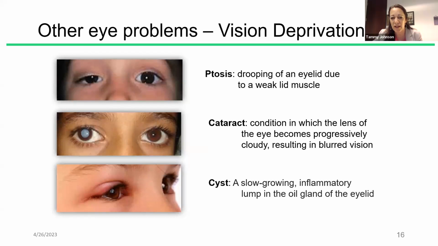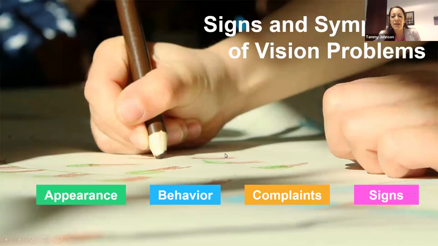So a cataract as well, that children can have cataracts, rare as it might be. It's still important to notice if there's like cloudiness, as you see in this picture, and refer the kid. And then, of course, a cyst. You guys would notice that by looking at somebody.